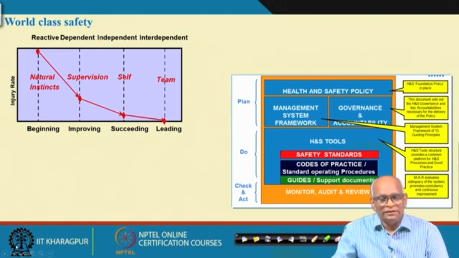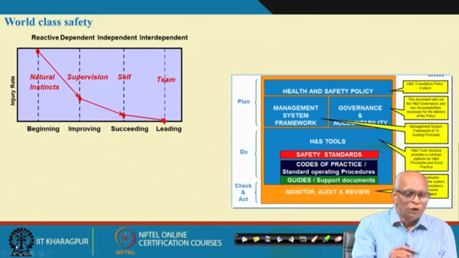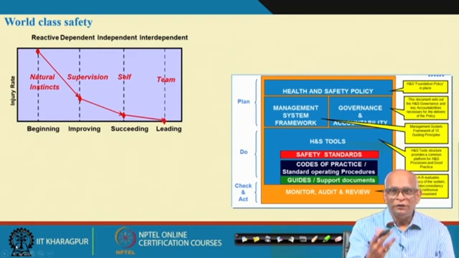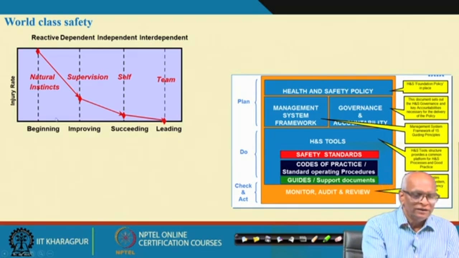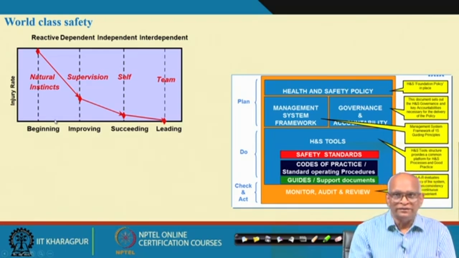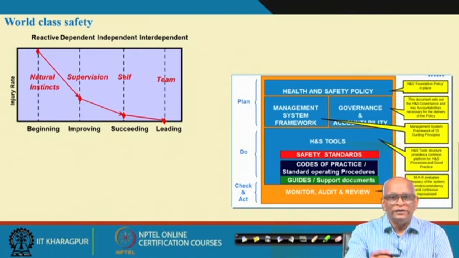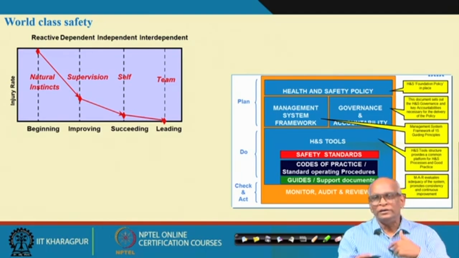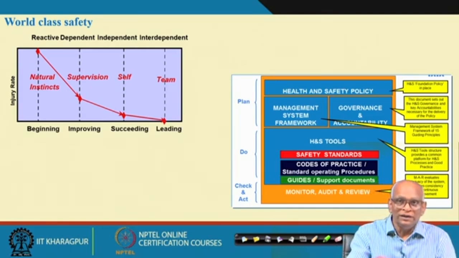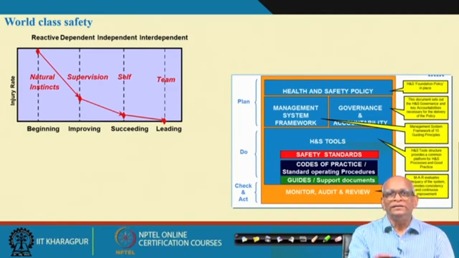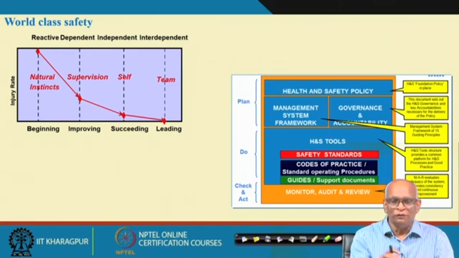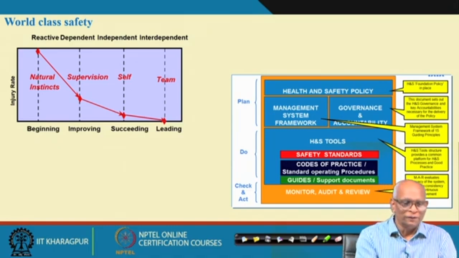I said this organization is a world class safety organization. What do you mean by world class? See, there are different maturity levels in an organization. One is beginners, called natural instincts. That means they do it only if somebody from the statutory side comes and says you have to do it, otherwise they don't. They will respond to instructions only when required. Those are the beginners; on the scale of 1 to 4 of world class safety, they are at 1.